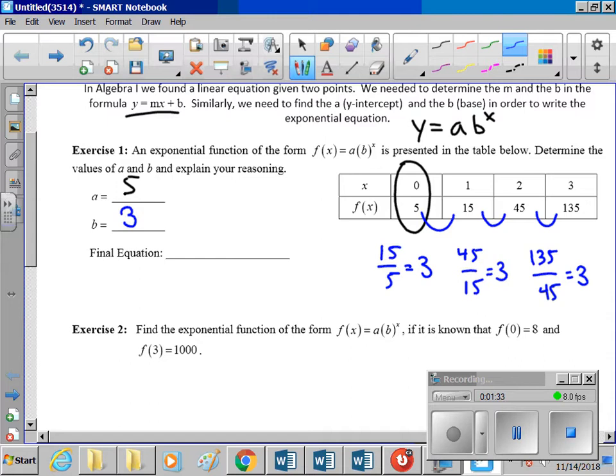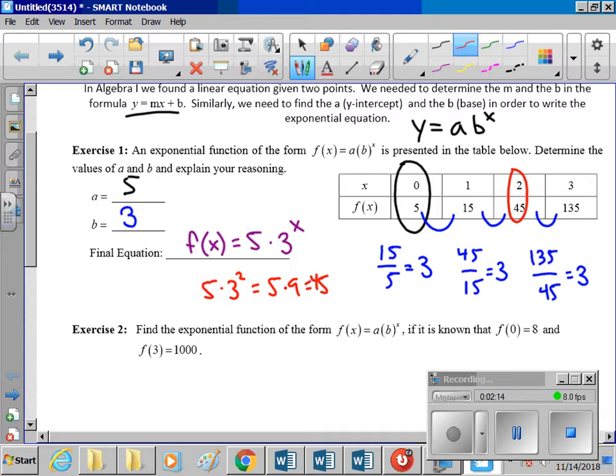So our final equation is going to be f of x equals a is going to be 5, and then b is going to be 3^x. But you can plug in some points, like if we decided to plug in 2, then we have 5 times 3 squared, which is 5 times 9, which is going to be 45. And we're going to get this point. It's always good to check your work, so toss a point into your equation to see that you get the right output.